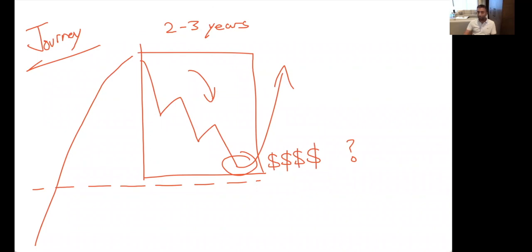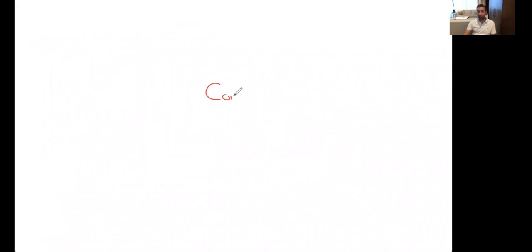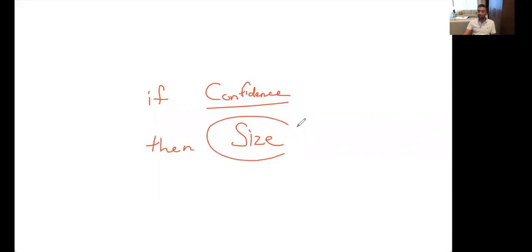To get to that point of confidence, years down the line, what is the next step forward once you get a bit of confidence and you understand how to trade? What is the absolute next step forward? I'm going to put it in programming language. If confidence, then size. If the word is then retire, then obviously you're not a trader. You're just wasting time. The only logical direction a trader can go is this.